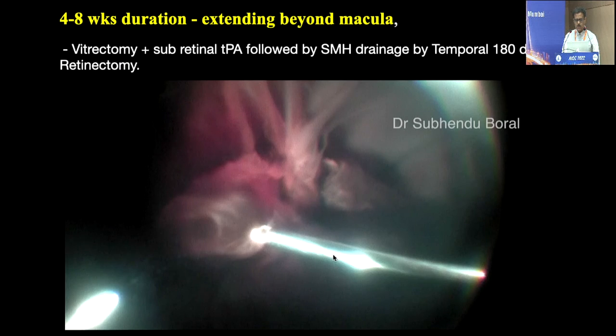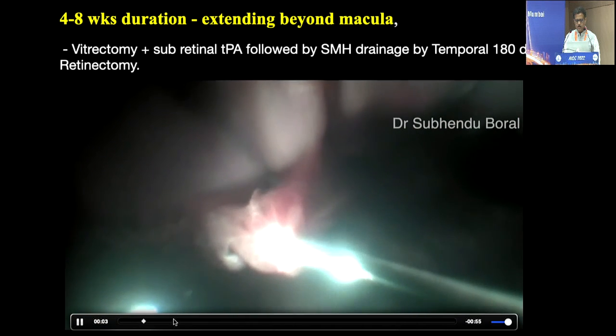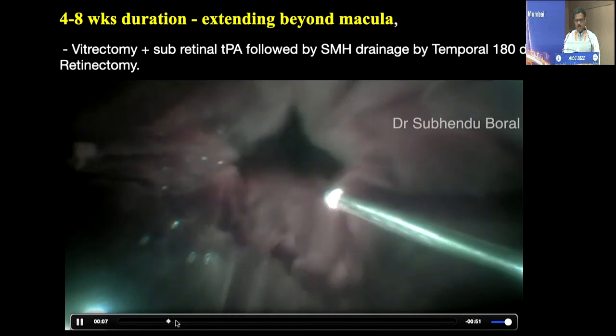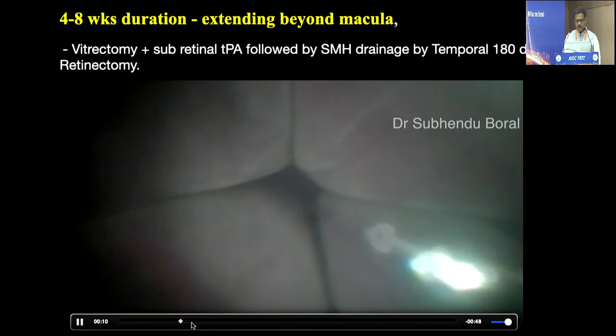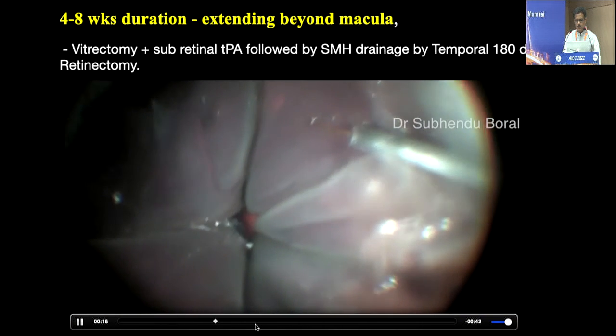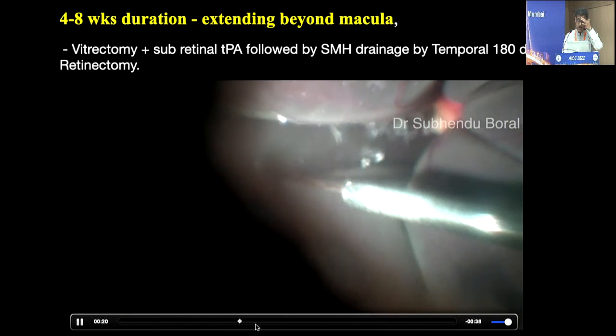This is another case of hemorrhagic retinal detachment with a lot of vitreous hemorrhage. You can see the blood is tenaciously adhered to the underlying detached retina, and the whole retina is almost black colored. You can see the blood is quite old. Although it is more than 1 month, fortunately it was less than 8 weeks.